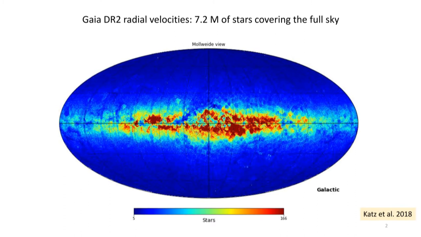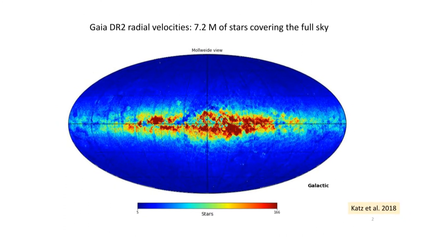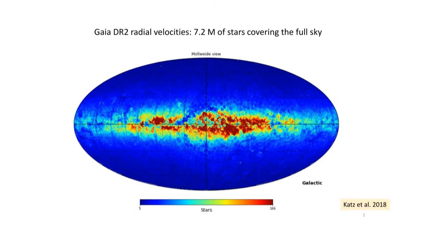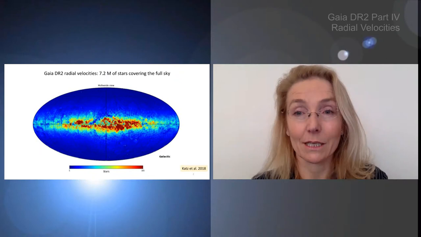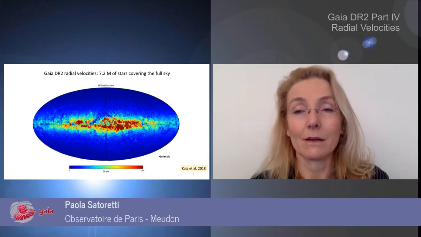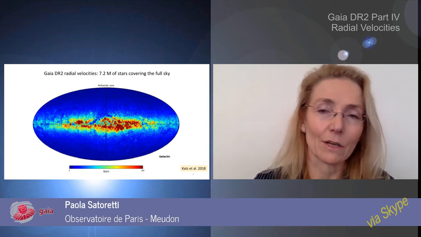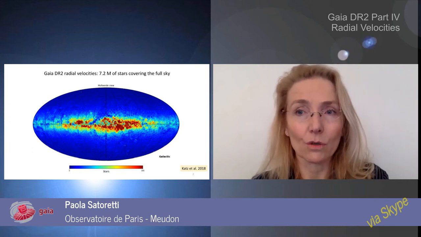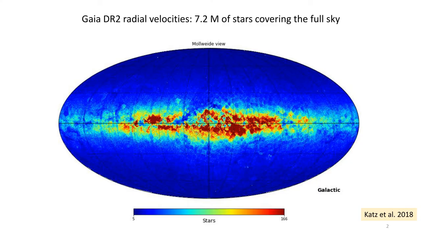The second Gaia data release contains, for the first time, radial velocities obtained with the RVS spectrograph on board the Gaia satellite. Radial velocities for 7.2 million Gaia stars are published in this release. It is the largest existing catalogue of radial velocities, and the only one covering the whole sky. The distribution over the sky is shown in this figure.